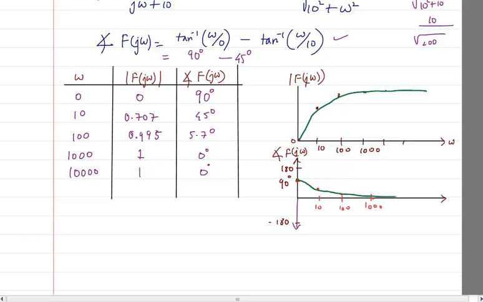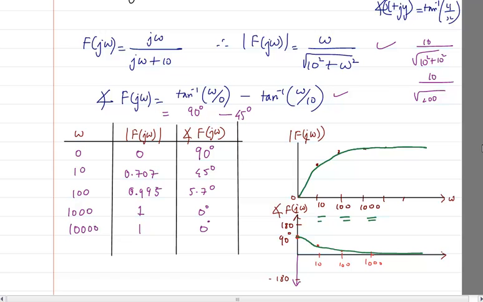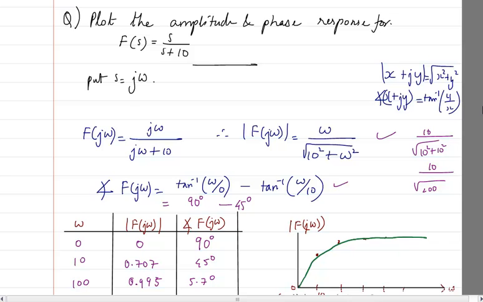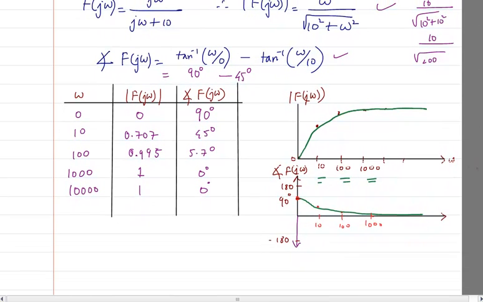Now if you want to properly draw it, you will require a semi-log graph, because only in a semi-log graph you will be able to put these values as 10, 100, 1000, 10,000, like that. But for semi-log graph, again you will have to go for Bode plot, which is actually not there in your syllabus. So generally these kinds of questions are not asked, but for you to understand that amplitude and phase response looks something like this.